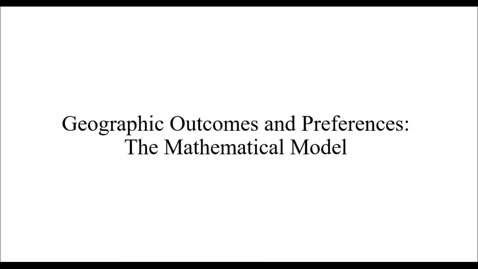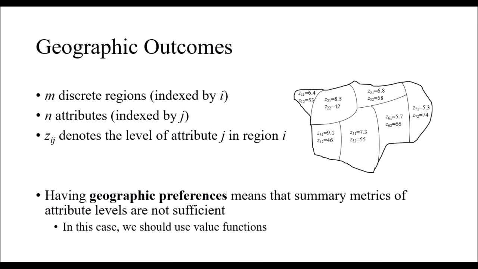Right. So here's a simple example of a geographic outcome, and if you want to see more notation, check those papers. I'm going to try, outside of a couple of slides, to keep this to a minimum. So we have a set of regions that make up the geographic area of interest for this decision. We have a set of attributes. In this simple picture on the slide, there are only 2 attributes. And we have a level for each attribute in each region. So the map on the right side here is showing a geographic outcome.